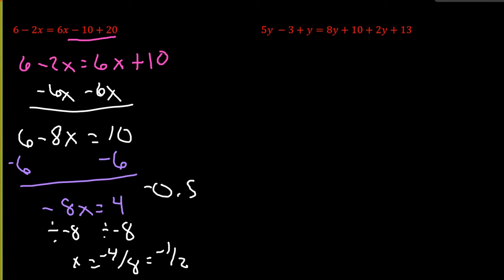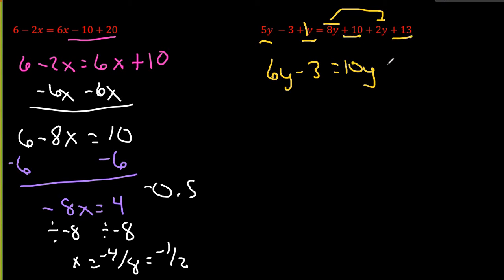On the next one, we got more to combine on this one. 5y and a y. There's a 1 right there, even though we don't see it. So 5y plus 1y is 6y. So we have 6y minus 3 on the left side. On the right side, an 8y and a positive 2y make 10y. And we have a positive 10 and a positive 13 go together to make positive 23.